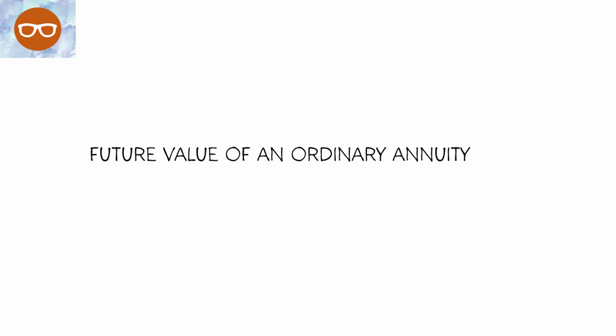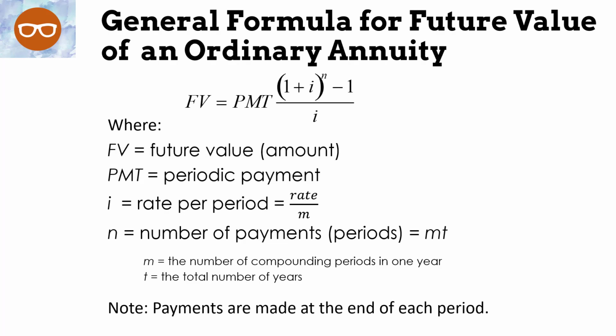Future value of an ordinary annuity. The general formula for a future value of an ordinary annuity. Now, this is what you're going to see in your textbooks, where FV is the future value or amount you want in the end, PMT is the periodic payment, i is the rate per period, and i is always r over m, where n is the number of payments, and that would be m times t, where m is the number of compounding periods in 1 year, and t is the total number of years. Payments are made at the end of each period.